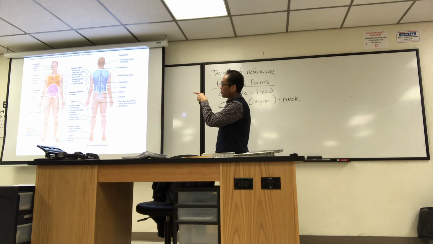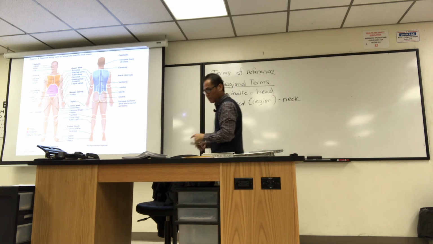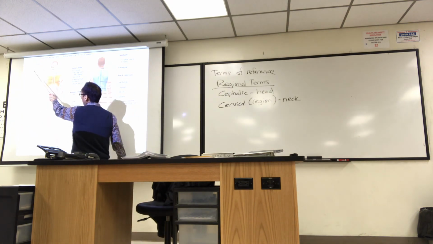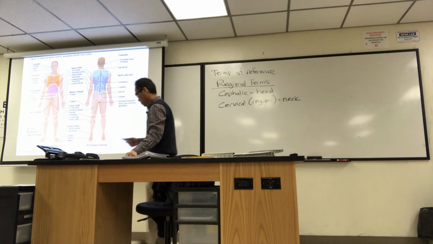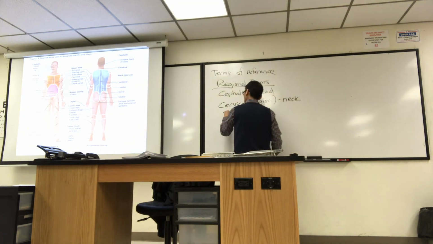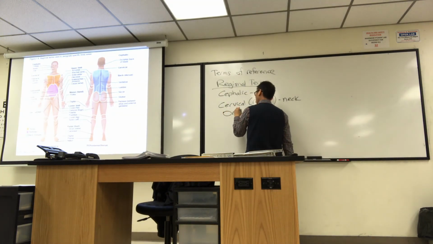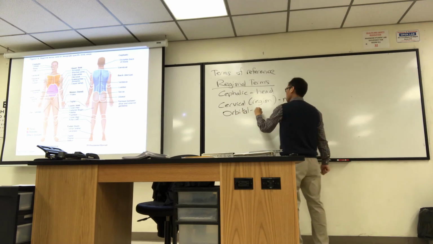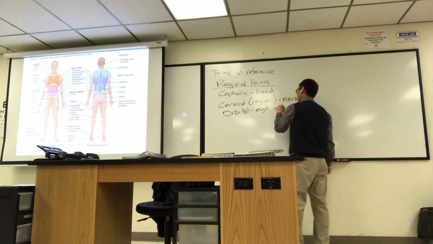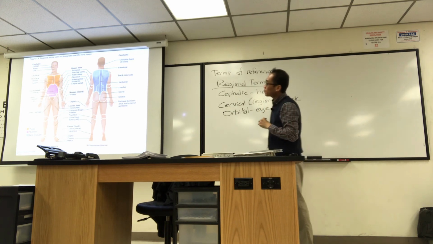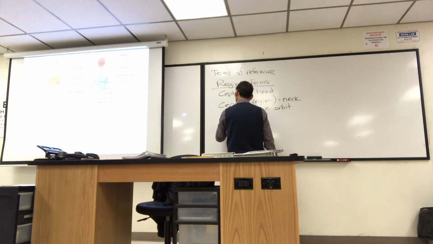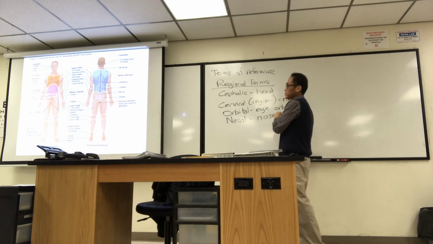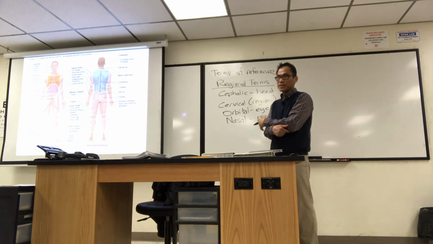And let's go back and look at some subregions of the head that I skipped over. I left orbital, nasal, and oral. So for the orbital region, that's the region concerning your eye orbit. For the nasal region, just think nose, where your nose is. And for the oral region, that's your lips, your mouth.